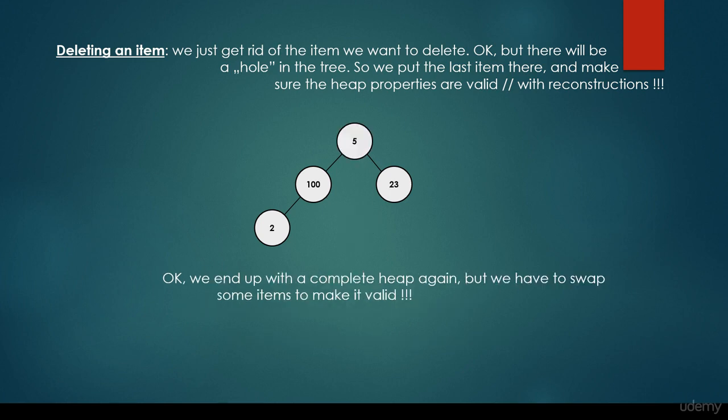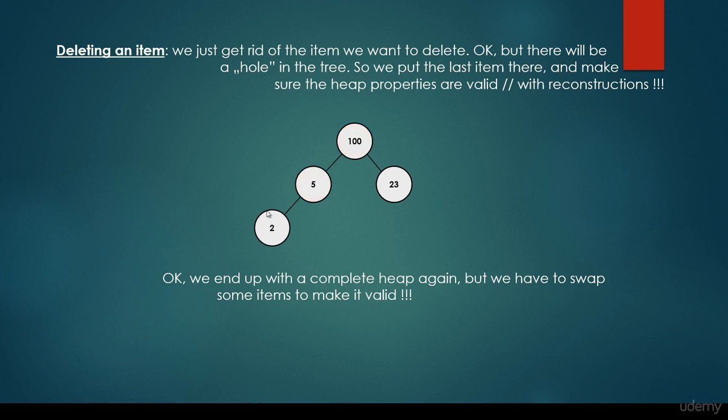Okay, it is a valid heap in the sense that it is complete, but we have to make sure that other heap properties are not violated. In this case, because this is a maximum heap, the heap properties are violated because the maximum item, which is the 100, is not in the root node. So, we just have to swap them.